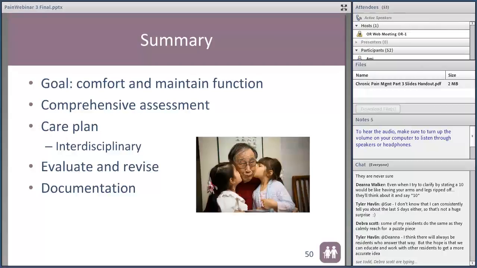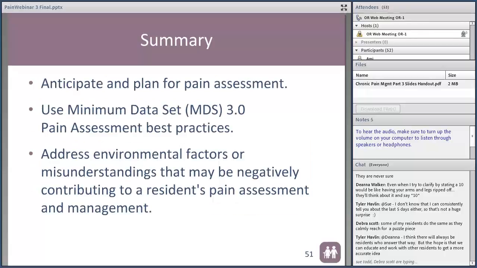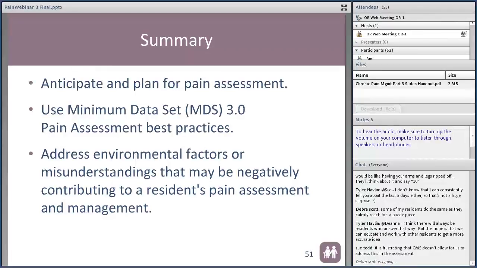Okay, so the last one is to basically anticipate and plan for pain assessment. Next slide. And of course, use the Minimum Data Set pain assessment practices as they outline, and with some of the ideas that we've given you, address environmental factors or misunderstandings that may be negatively contributing to the patient's pain assessment and management. Good.